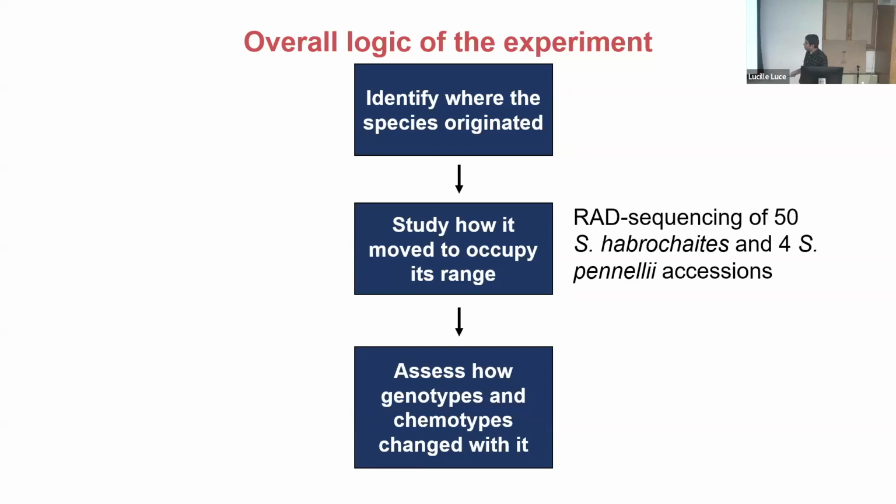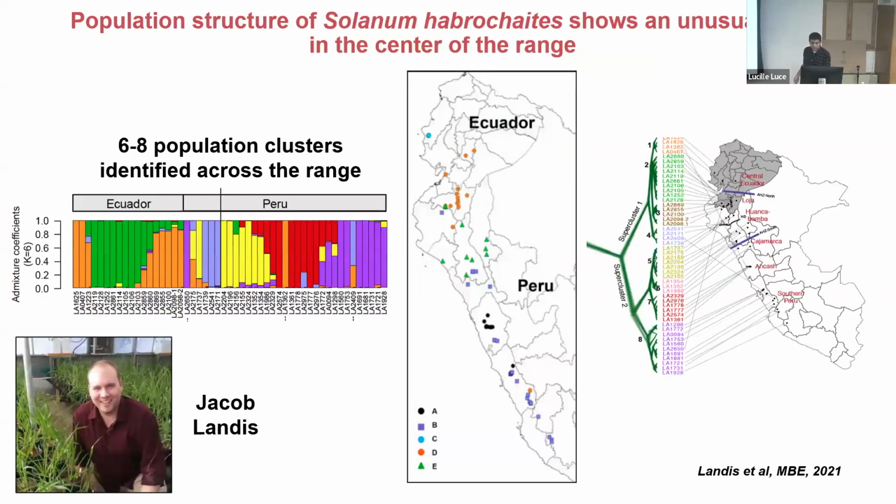And after I came here, I started analyzing this data along with Jacob Landis, who is in plant biology in the Specht and Doyle labs. He helped with the population genomic analyses, and even at the genotypic level, we found two different superclusters, again bordering around this line. So that was very surprising, and we spent a lot of time figuring it out.